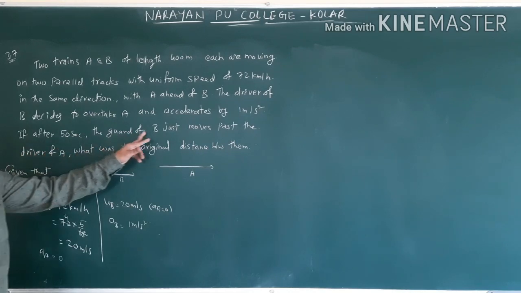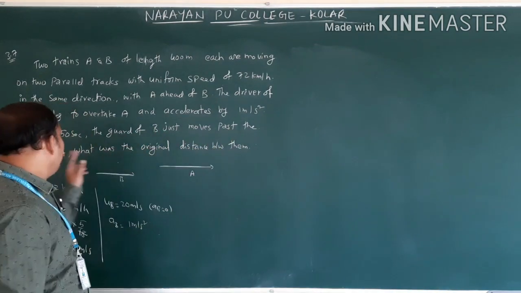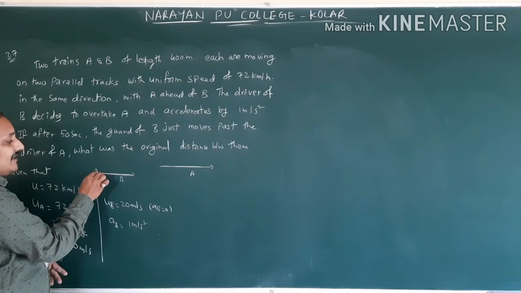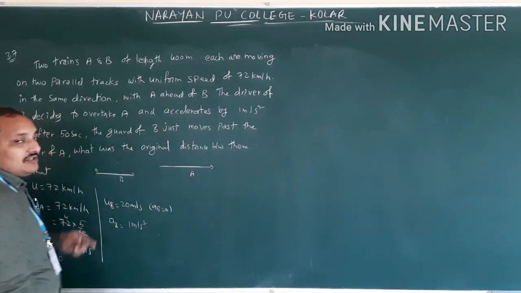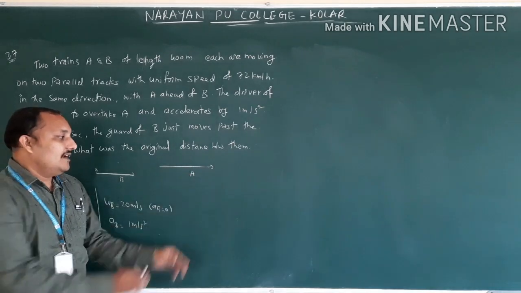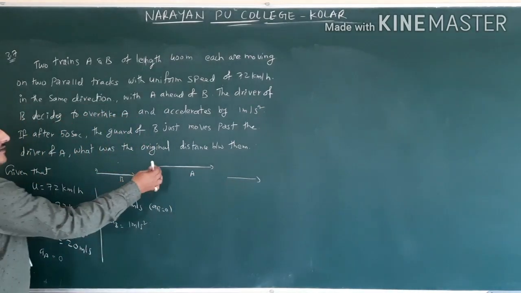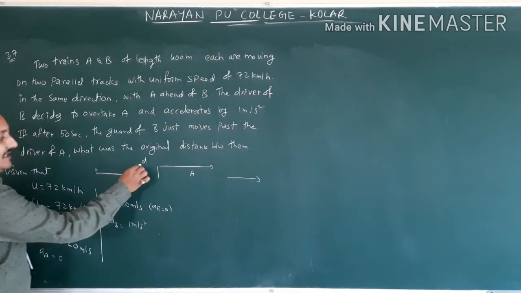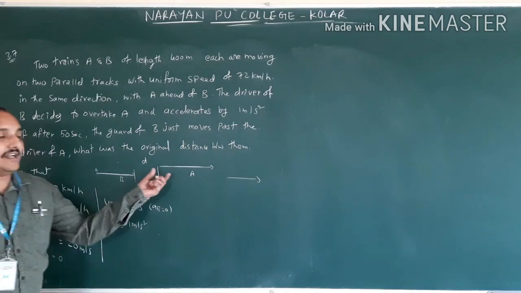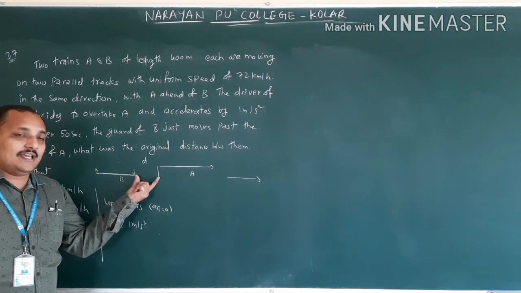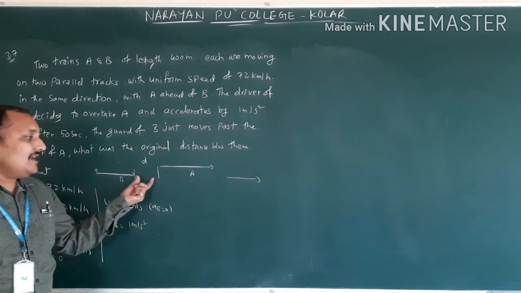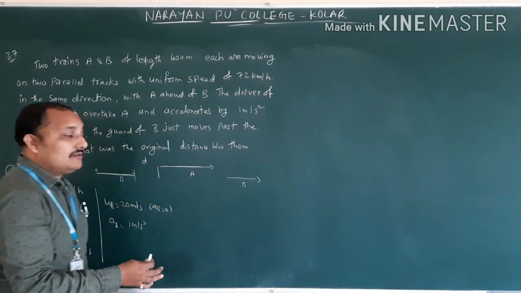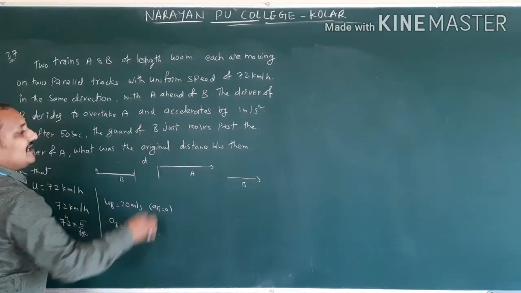If after 50 seconds the guard of B just moves past the driver of A, the guard will be standing in the back compartment, the last compartment. He observes that B has totally crossed A, so it is going like this. Now within this time, some separation is there between these two. This D only they ask. So between train A and train B, initially some separation D is there. After some time, B is crossing A. Now B is here, A is here. They are asking what was the original distance between them.